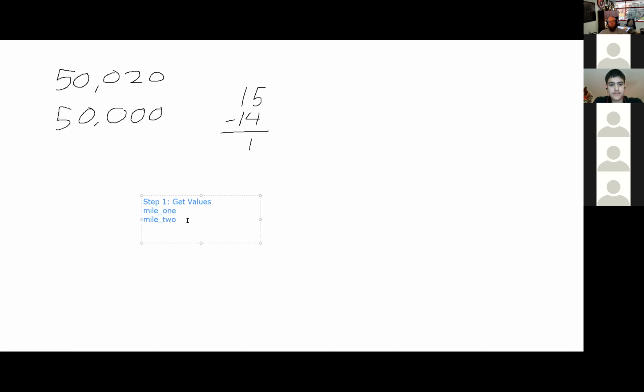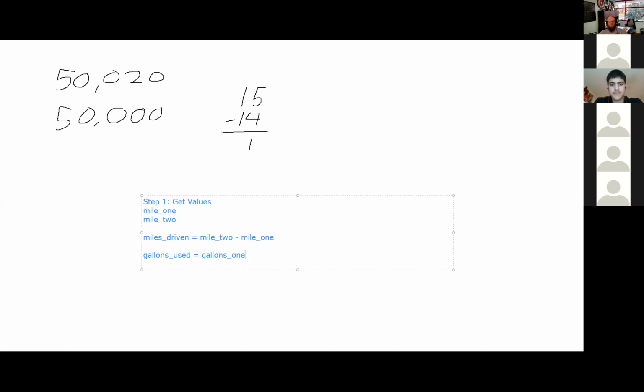Okay, and then you're going to want to subtract mile 1 from mile 2, to get the distance traveled. What do you want to call it? Just say miles driven equals miles 2 minus miles 1. Perfect. And you can drag over the right side of that text box. Then you can do gallons used equals gallons 1 minus gallons 2, if that's what you want to call it.